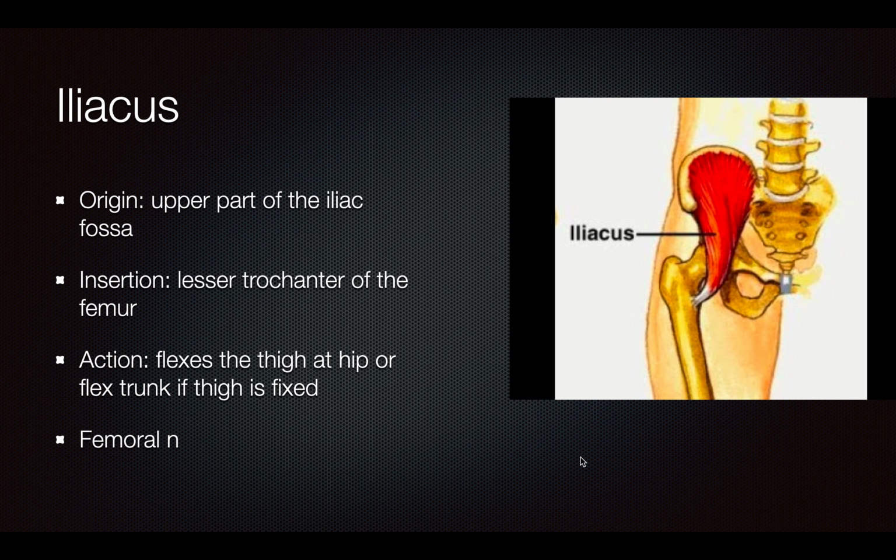Okay, so the iliacus, their origin is the upper lip of the iliac fossa, and then it fans down, and then all the fibers merge into the tendon, which inserts into the lesser trochanter of the femur. This is the main muscle of flexion, where it flexes the thigh at the hip, so bringing the thigh up, or it flexes the trunk if the thigh is fixed, so helping you bend over. It's innervated by the femoral nerve.